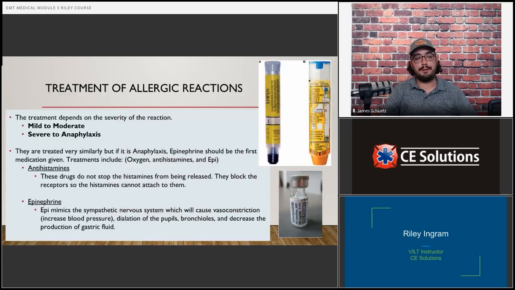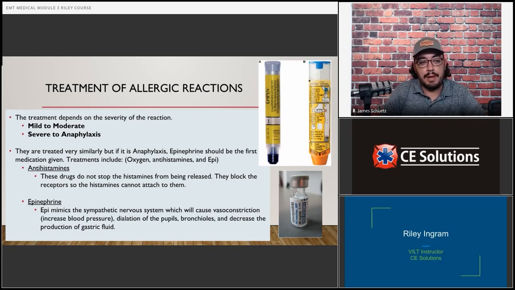All right, so treatment. It depends on the severity of the reaction. Are we mild to moderate or severe to anaphylactic? Okay, so they're treated very similar, but if it's anaphylaxis, epinephrine should be the first med given. And we also are going to give some oxygen and antihistamines, but we're giving epi first. Antihistamines, these drugs do not stop the histamines from being released, but what they do is they block the receptor so those histamines cannot attach to them and give you that reaction, right? That H1 or H2 reaction that we don't want.